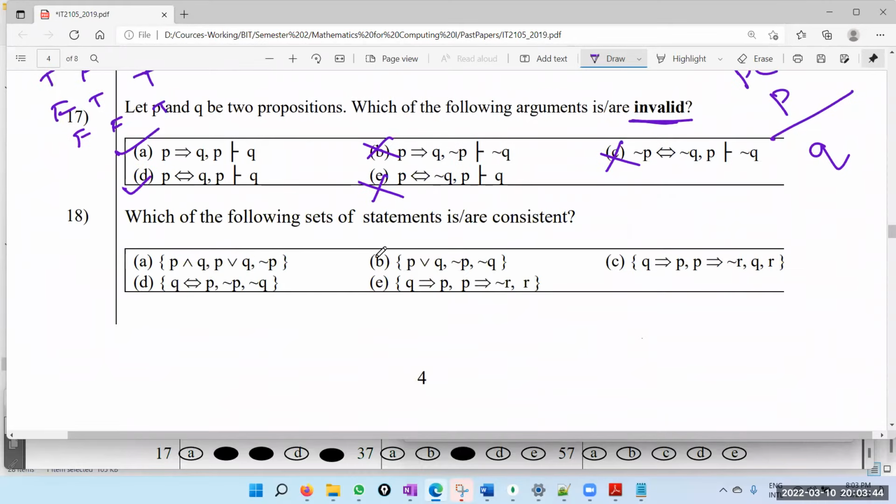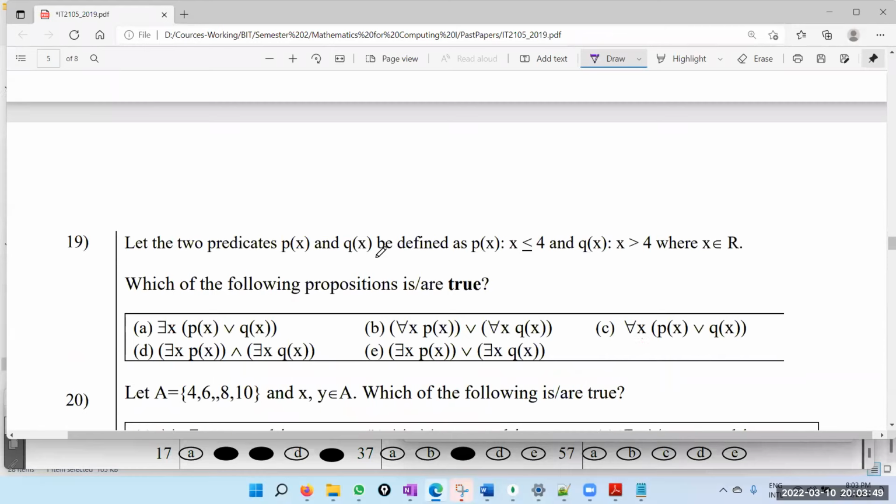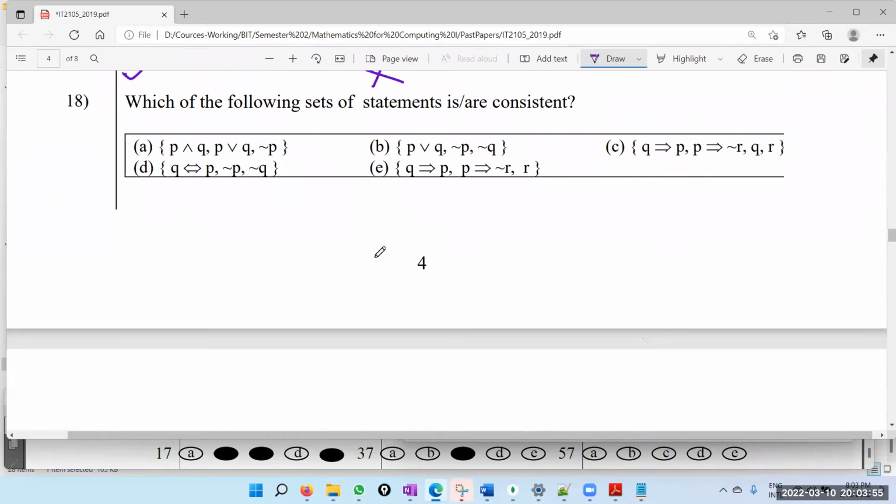Right. Question 18, a consistency question. Then we are moving on, we still have logic, right? Which of the following sets of statements is consistent?